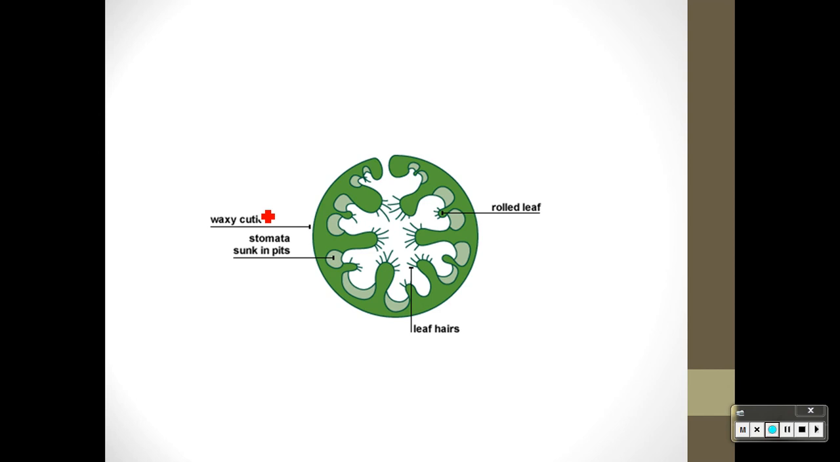The stomata are also sunk into pits to prevent the water from actually escaping. Look at how far the water has to go in order to get out of this leaf. So by all the stomata being sunken inside of a pit, it doesn't really get a chance to diffuse away before it gets reabsorbed.